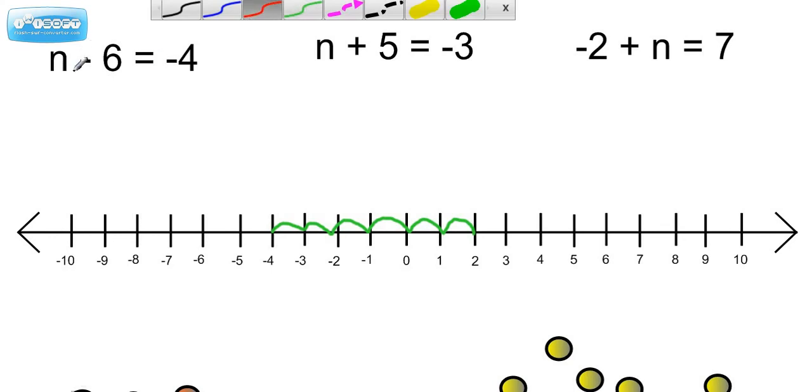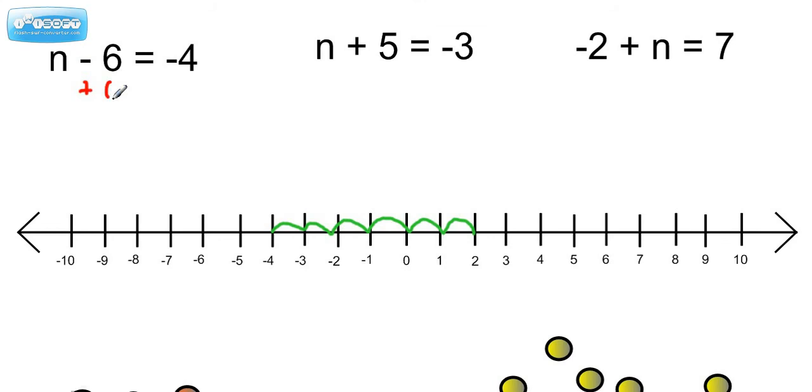Now let's take a look at how we might use algebra to figure out the same exact problem. The opposite of subtract 6, or the inverse of this, is to add 6. So we add 6 on both sides of the equation. Now this cancels out, so some teachers like to have you circle it or cross it out. We're going to bring down the n, and then you think about what negative 4 plus 6 is.